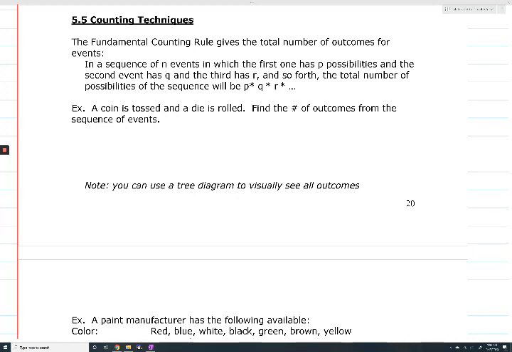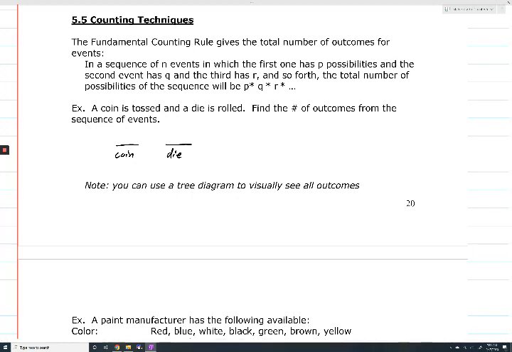Here's an example. A coin is tossed and a die is rolled. Find the number of outcomes of the sequence of events. So you can make a tree diagram to do it, and then at the very bottom of that tree diagram, you count. And so then that would give you all of those. I don't do that. I prefer having an underline for each event. So this is going to be the coin, and this is going to be the die, and then I put how many different outcomes there could be from each of those events.